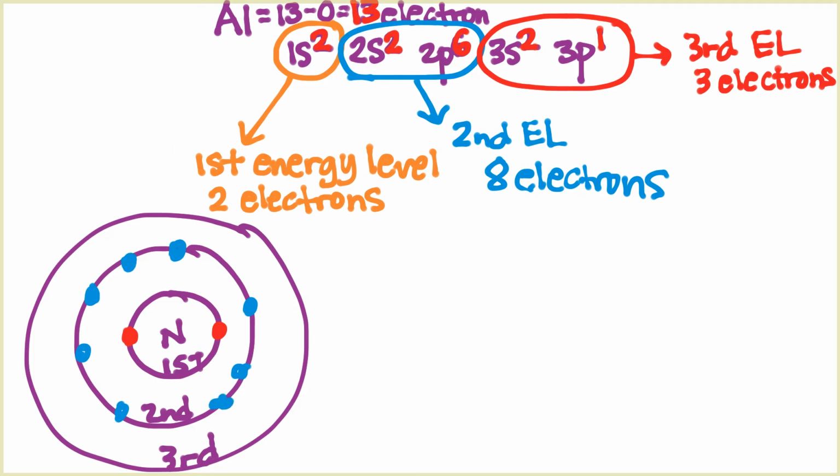See it? And finally, in the last energy level, I got 3 electrons. So I'm going to put in 3. 1, 2, 3. You see it? So based on the electron configuration, we can actually draw our Bohr model for the atom.